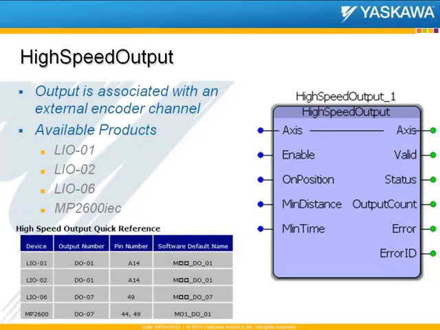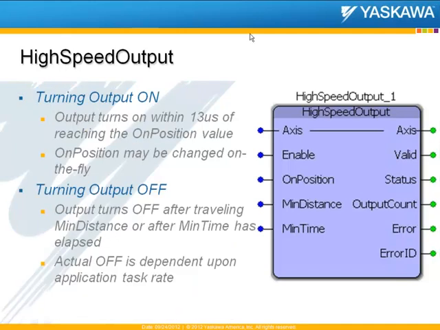Something where on-the-fly external events have to be triggered based on axis position. And so this is a hardware thing. So the output is associated with an external encoder channel. So to use this, you need to use one of these available products, basically an I/O card that has an external encoder input. And that includes our single-axis controller. And then the high-speed output is a fixed output. Most of these, it's digital output 1, except for the LIO-06 card, where it is digital output number 7.